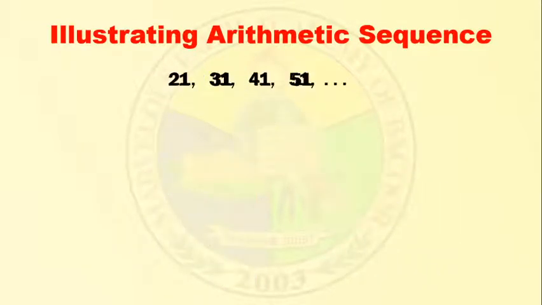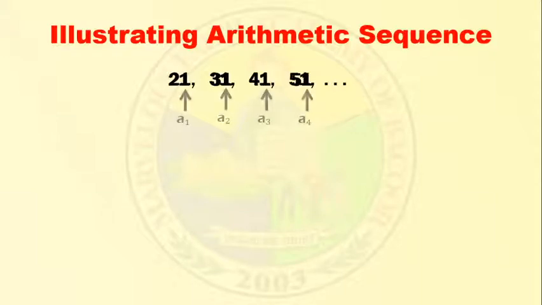Next example, 21, 31, 41, and 51. Okay. So the first term is 21. Ang second term natin ay 31. Ang third term natin ay 41. At ang fourth term natin ay 51.